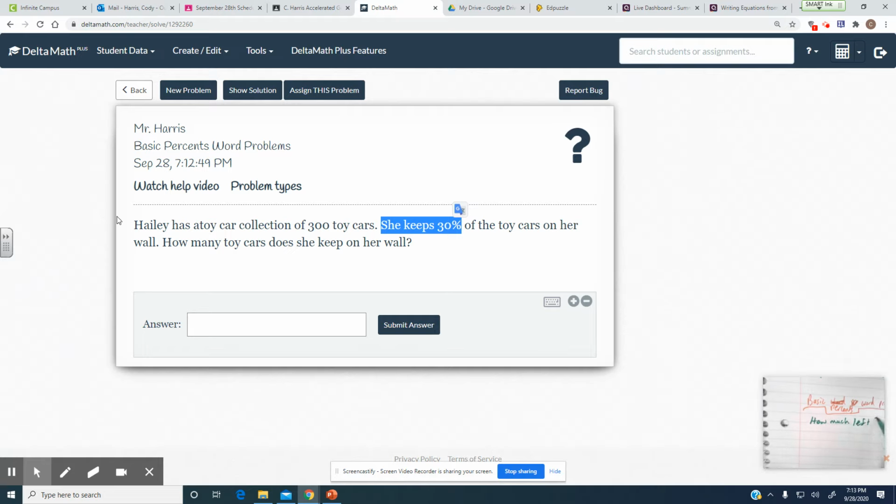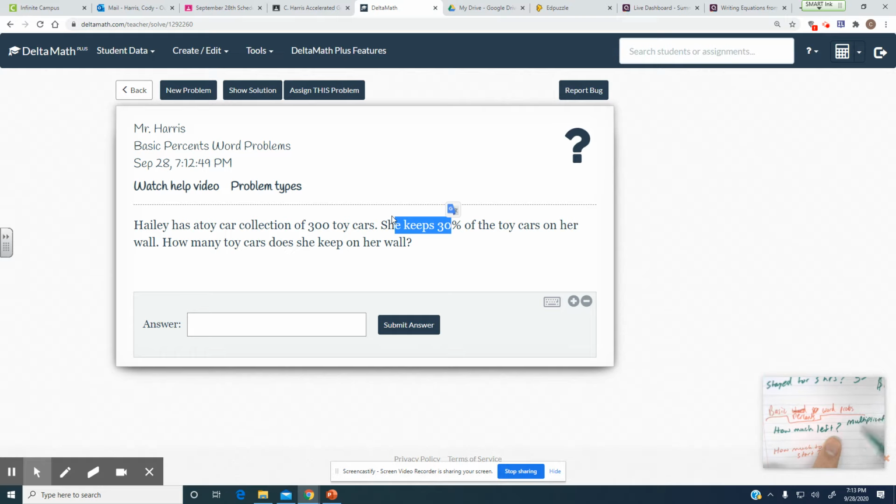So this is a how much left problem. But there is also a how much to start version. So there's a how much is left and a how much to start. Now let's do the how much is left, which is what we see on her screen. If she has 300 toy cars and she's keeping 30% of them, this is the easier one. This is just going to be multiplication. It's a multiplication problem.